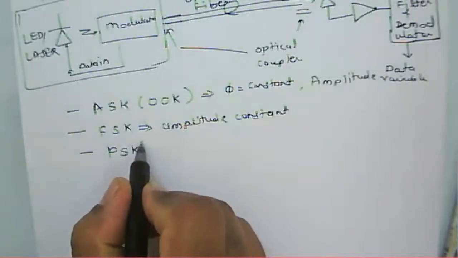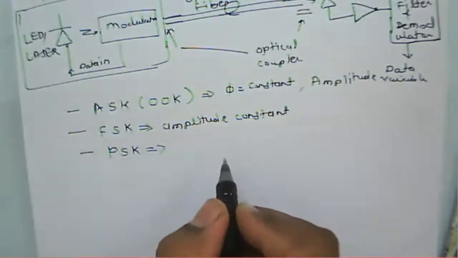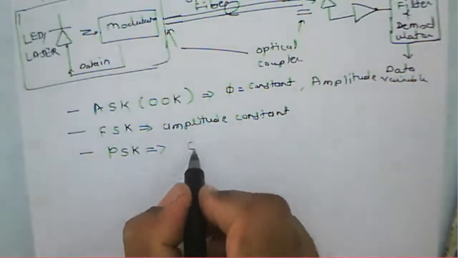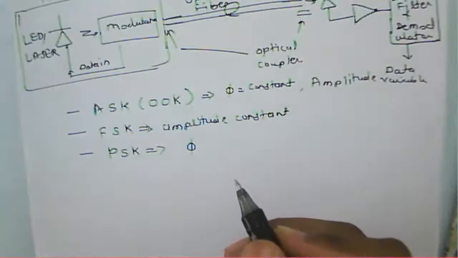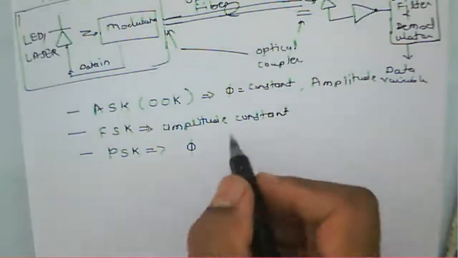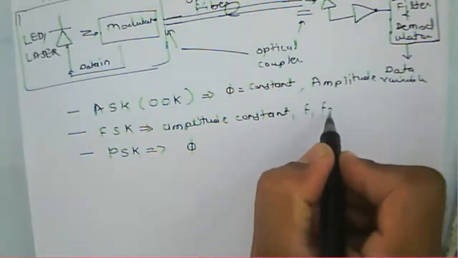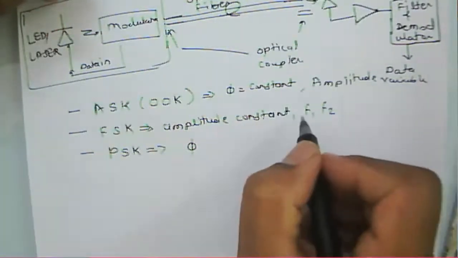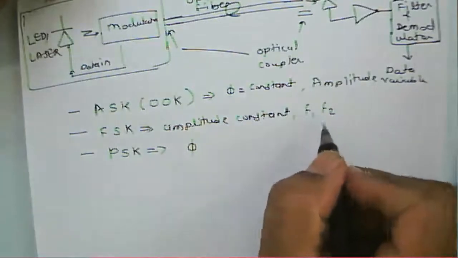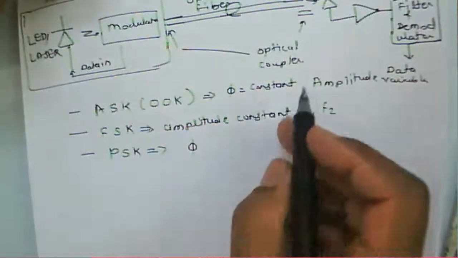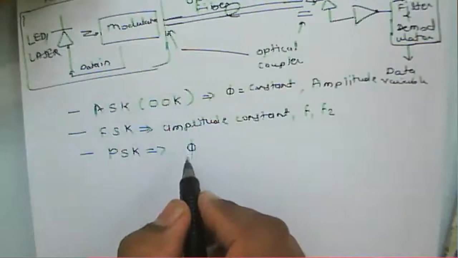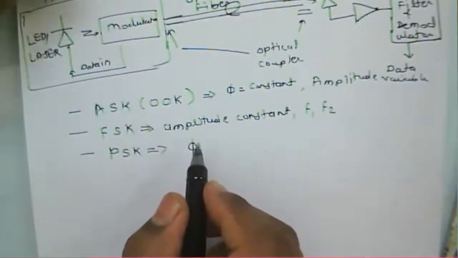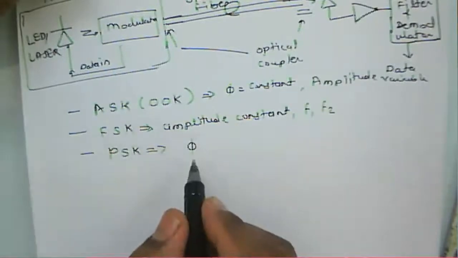Now in the case of a PSK, we have this varying only the phase here. Okay. So we can say that here we have the variation in the frequency from F1 to F2, where F1 represents bit 1 and F2 represents bit 0. Likewise, similarly, we can consider that in phase shift keying, the phase of this particular signal is varying. That is called a phase shift.